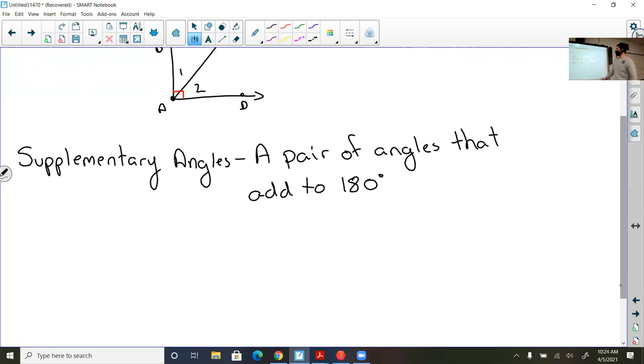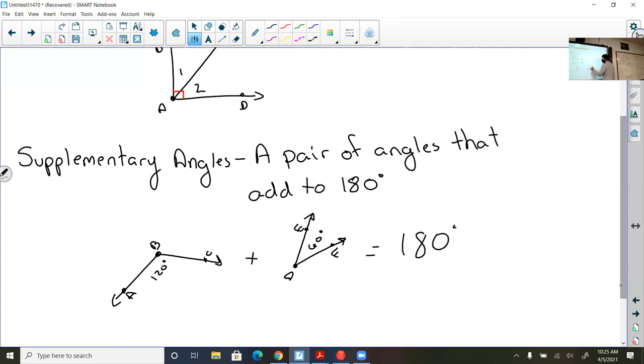And then just to show you a picture different than what would be a linear pair. So if I just had two angles that were in existence, one was 120 degrees, one was 60 degrees. Together, these two angles would add up to equal 180 degrees. So they would be considered supplementary. Or again, they could form a linear pair. The bottom is a line and then another ray coming out of that.